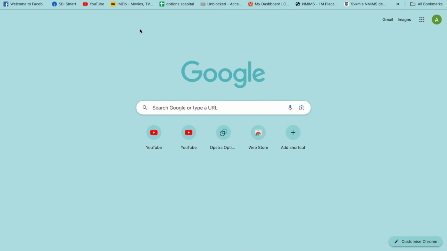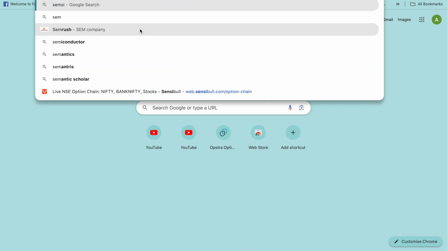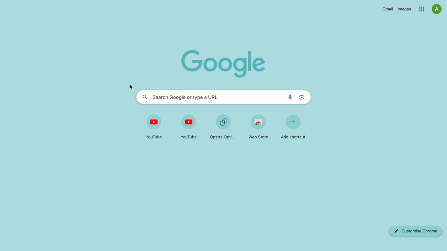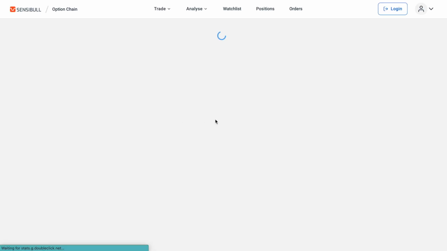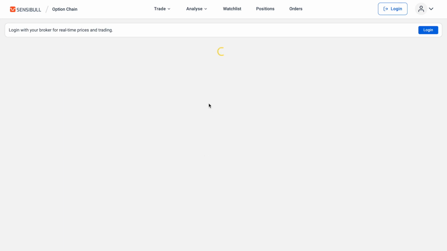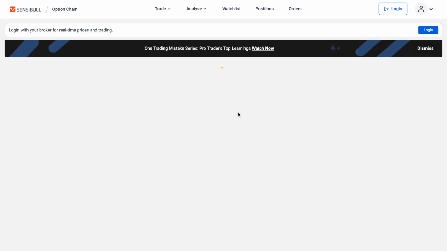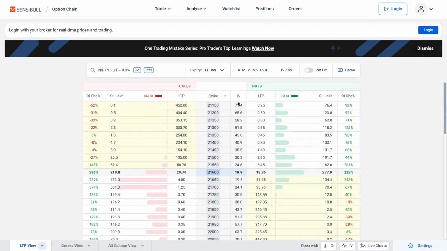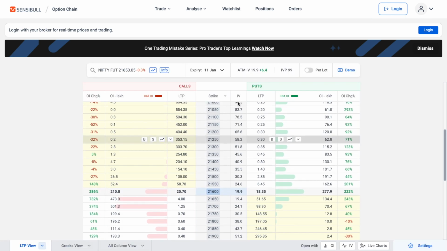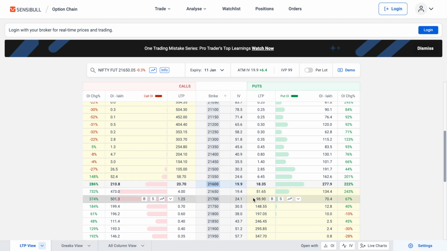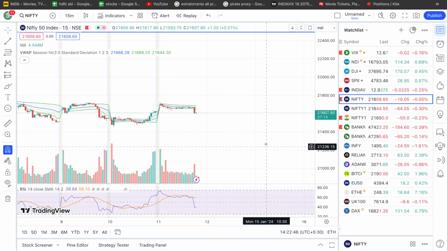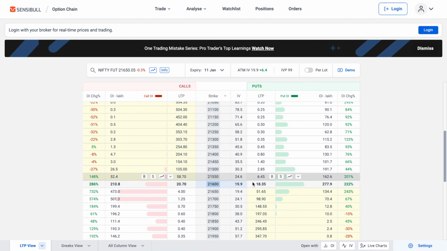So for verifying this, we'll just go to Sensibull. We'll check Sensibull options trading. We'll just check the option chain of Sensibull. Here you can see 11th Jan. The puts, you can see 21,600 is quite a strong put selling, and 21,500 also strong put selling. So these two puts are there, and 21,650 and 700 are strong calls.